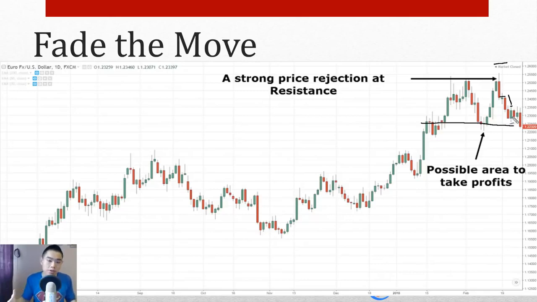If it shows signs of reversal, chances are the pullback might end and the trend would continue. So this is where my trade management comes in. It will be more, I would say, conservative, where my trailing stop loss will be tighter in this case. All right, so this is what I call fade the move.